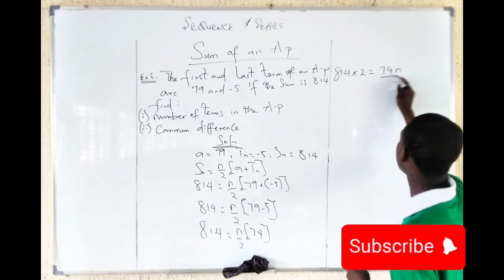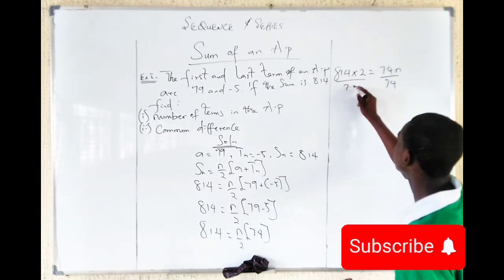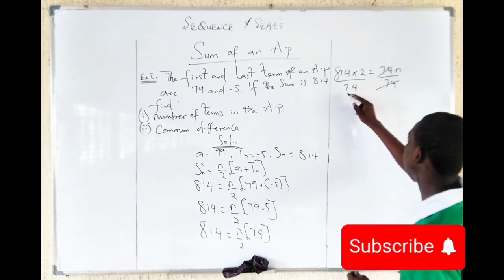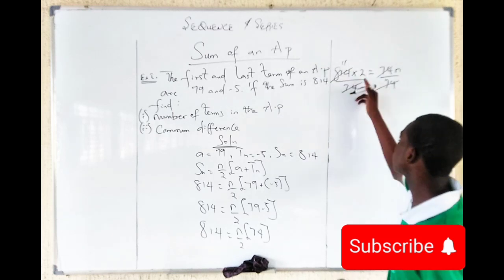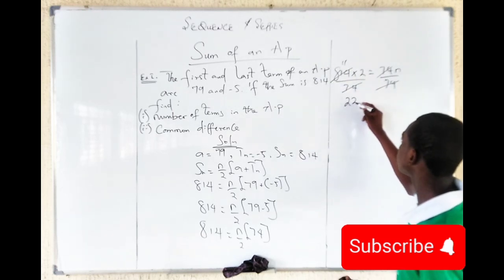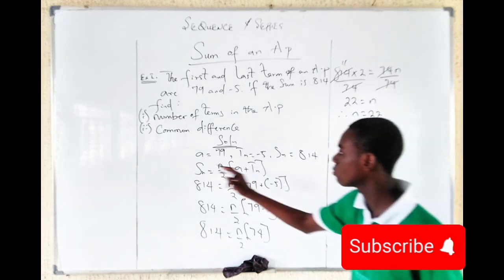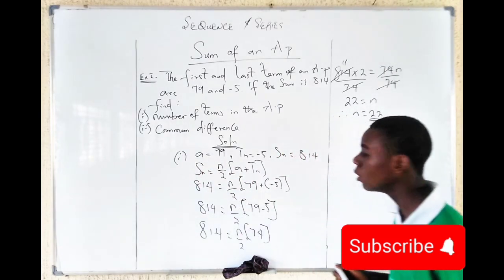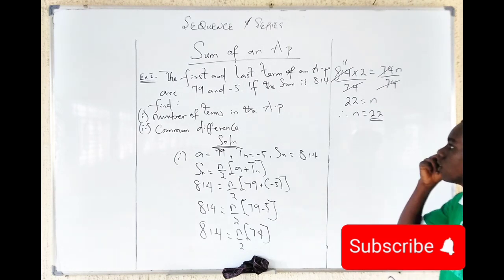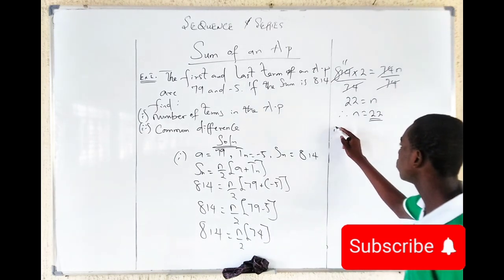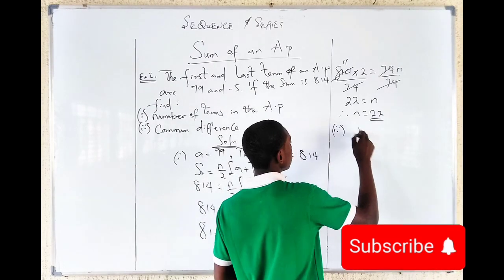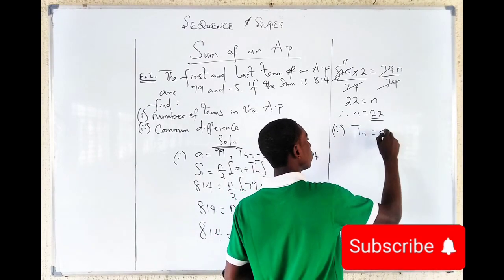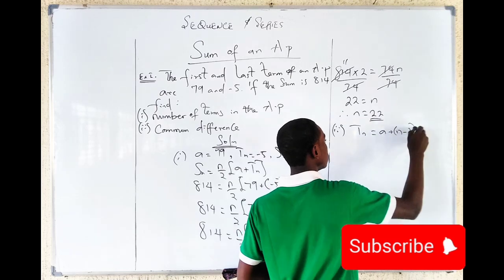So from here I'm going to divide both sides by 74. 74 will cancel 74. 74 will go into 814 11 times. Then 11 times 2 is 22. So n will be equal to 22, and I'm done with the first one, which is the number of terms. So the number of terms is 22. Now I'm going to find the common difference. To find the common difference, I'm going to use the nth term of an AP. This is the formula: T of n is equal to A plus n minus 1 D.